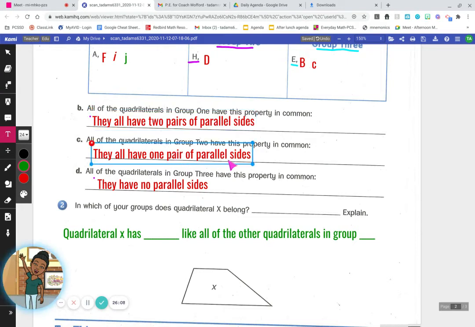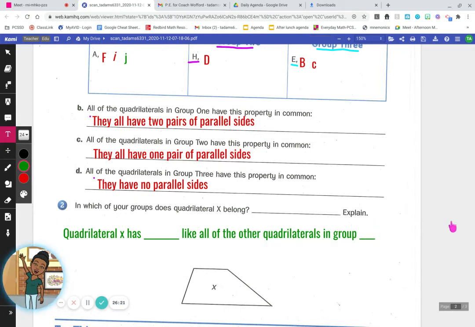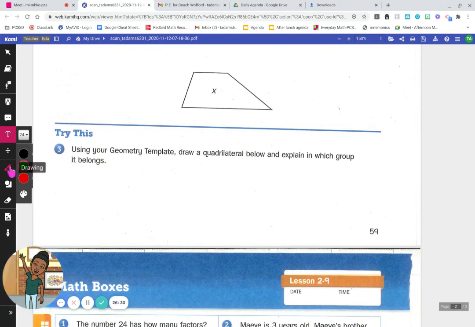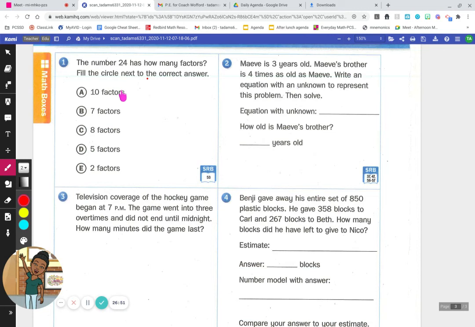So your sentence will not have lines. You are telling me quadrilateral X right here has what? Does it have 2 pairs of parallel sides, 1 pair of parallel sides, or no parallel sides? One of these 3 properties you will type instead of a line. And then you're going to restate the group. Which group was it again? Group 1, Group 2, or Group 3. You do not have to complete the try this because we don't have a geometry template, so we will not complete number 3.